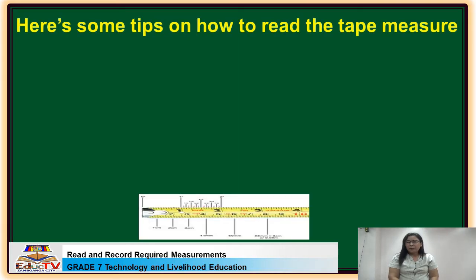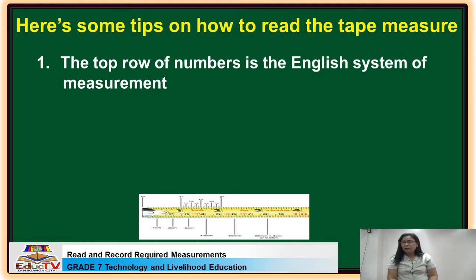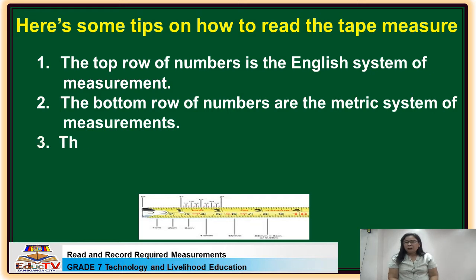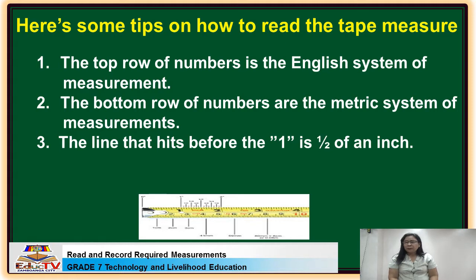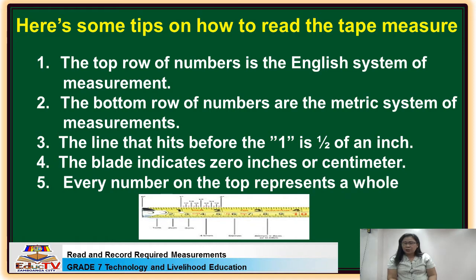Here are some tips on how to read the tape measure. Number 1. The top row of numbers is in the English system of measurements. Number 2. The bottom row numbers are the metric system of measurements. Number 3. The line that hits before 1 inch is one half of an inch. Number 4. The blade indicates 0 inches or centimeters. Number 5. Every number on the top represents the whole inch.